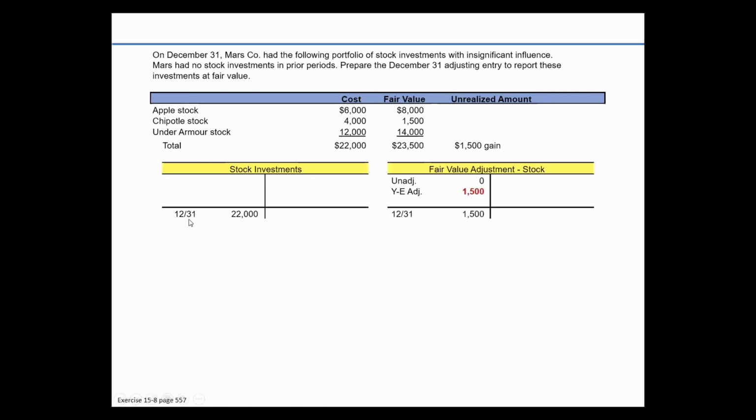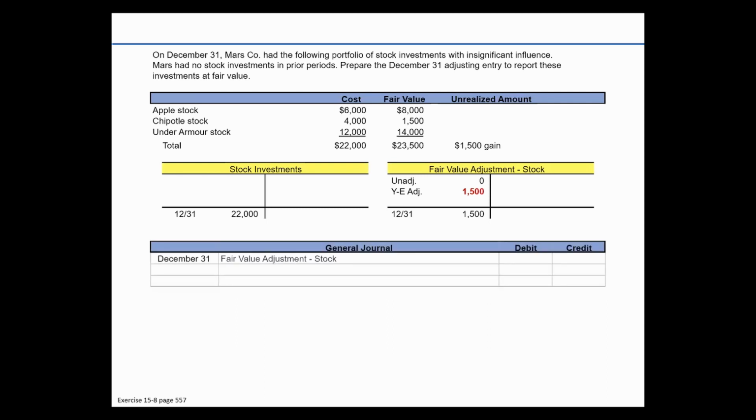We look at the totals for those. We see here that the total cost of the stocks was $22,000 debit to the stock investments. And then we have the fair value adjustment for stock account. We see that unadjusted, since this is the first year that Mars owns stock, we have a zero balance there. The amount of gain was $1,500. And so in order to show that, we will debit the fair value adjustment stock by $1,500. Then we have an unrealized gain on income for $1,500.